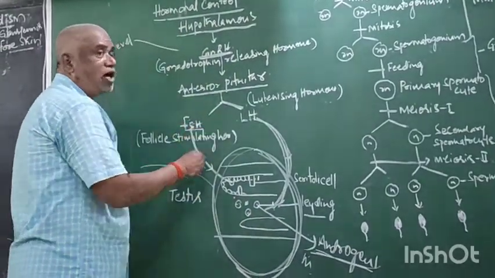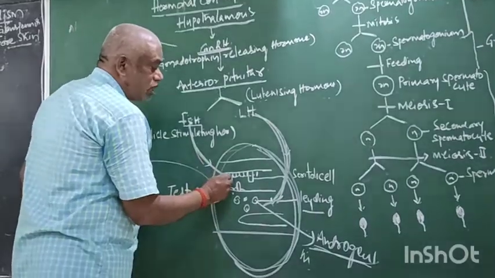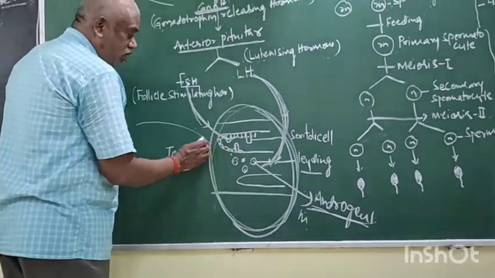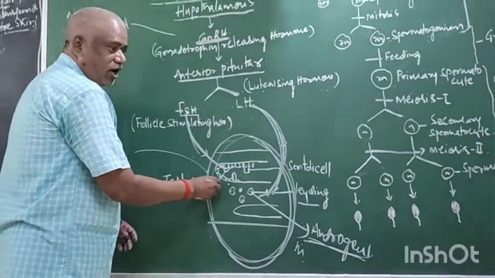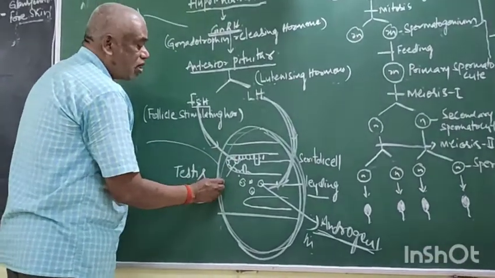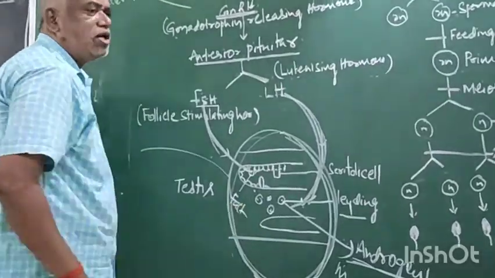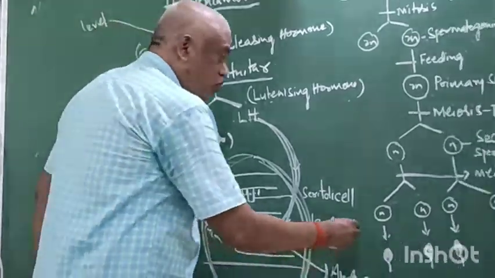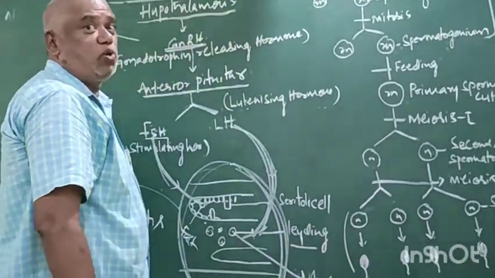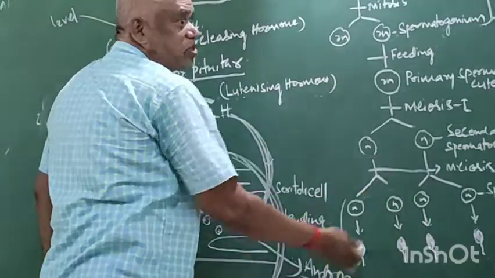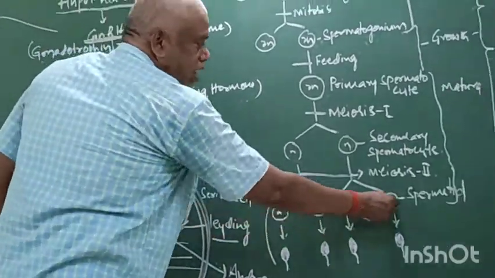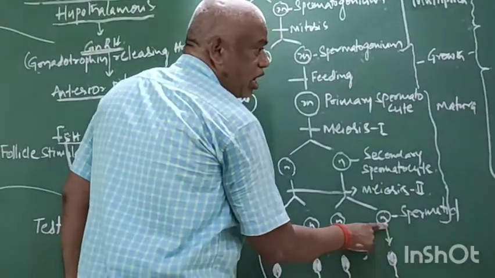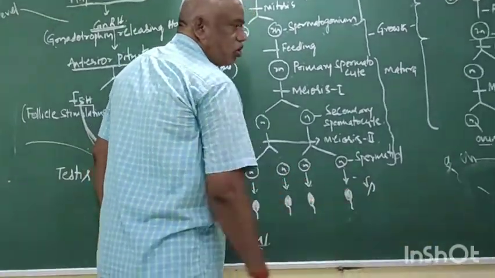Now, what is this follicle stimulating hormone? It works on Sertoli cells. These Sertoli cells produce some factors. We don't know the names of these factors. These factors are required for spermiogenesis. Spermiogenesis is the process of conversion of spermatid into sperm. This is the last step, called spermiogenesis.